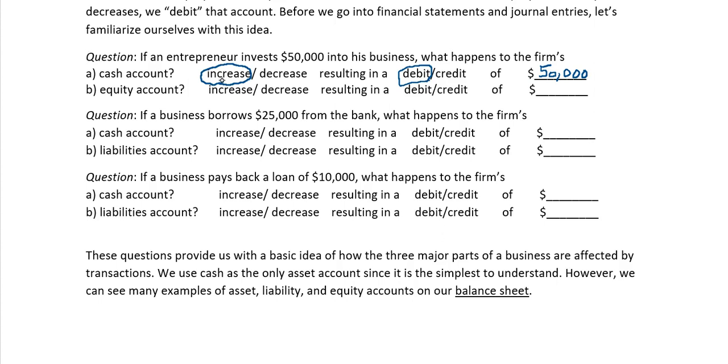And as I mentioned, we have a double entry system. So we know each one of these transactions has one debit and one credit. That's a little bit of a hint as we go forward to look at part B. With any owner investment into a business, we end up with an increase in equity. And when equity increases, it results in a credit entry. And once again, we have the same amount of $50,000.